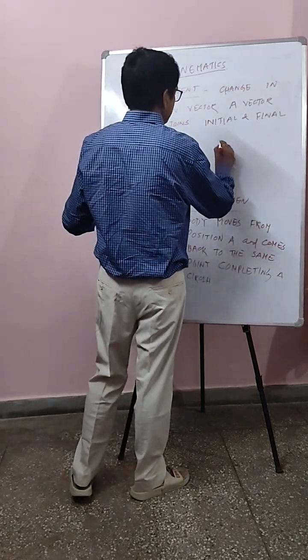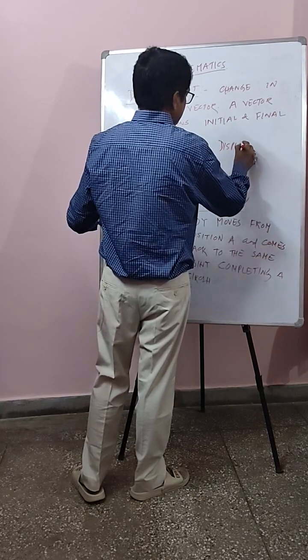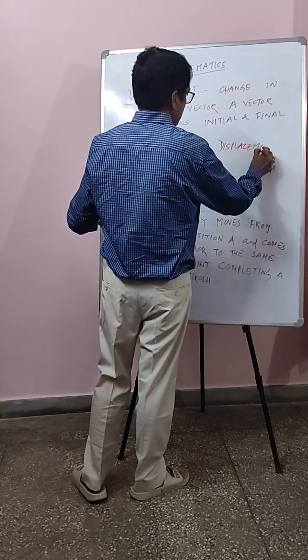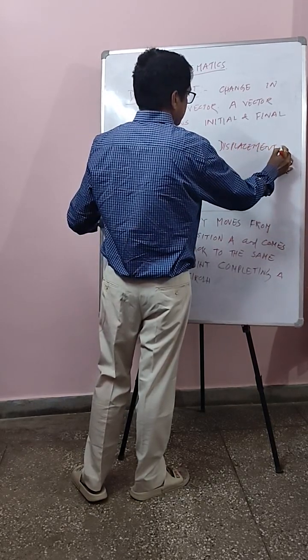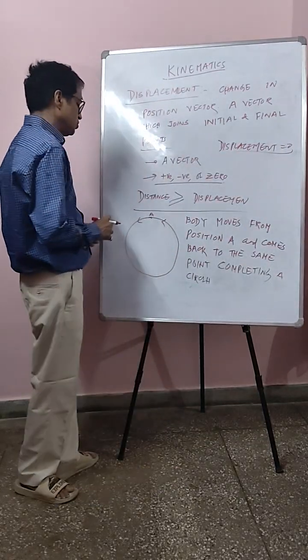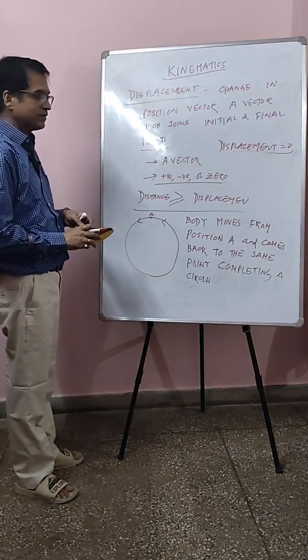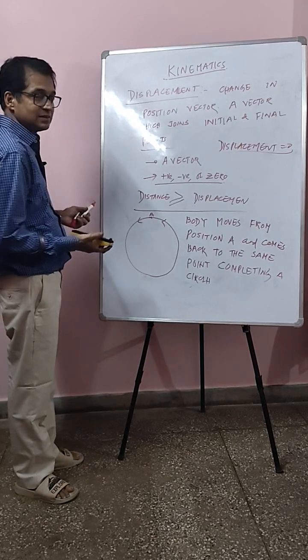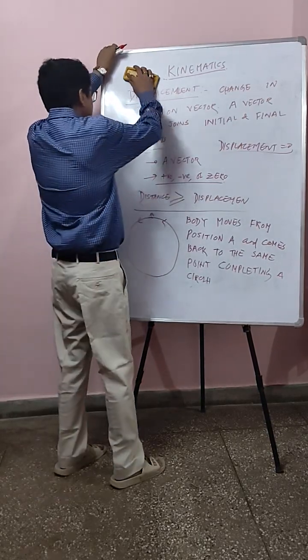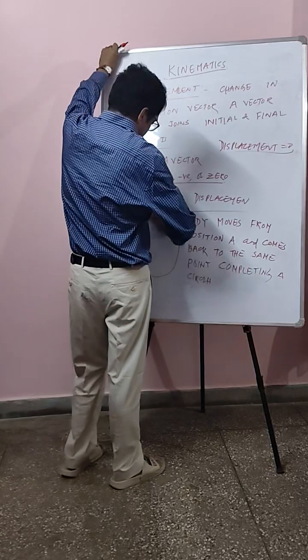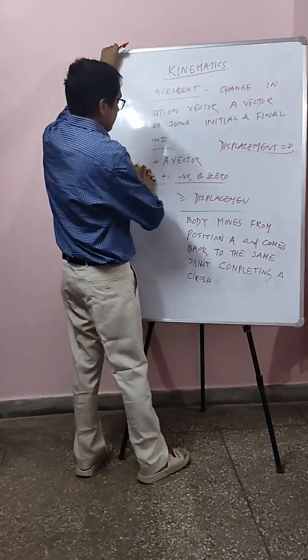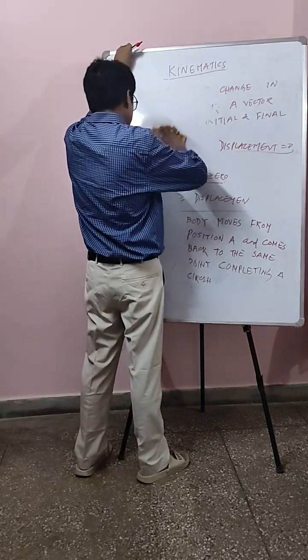In this case, displacement equals 0. So this is the fundamental difference between distance and displacement. Now we are going to define other physical quantities which are related to distance and displacement.